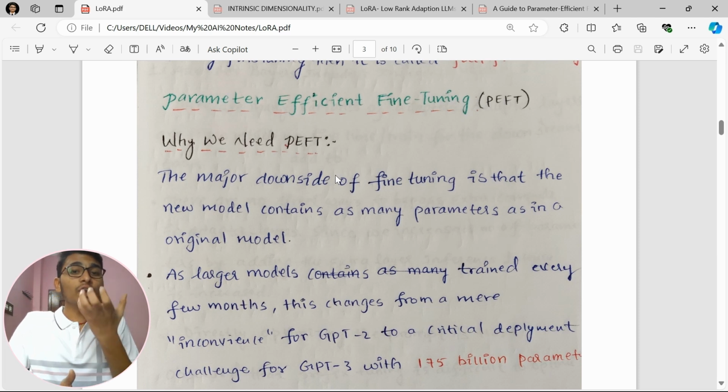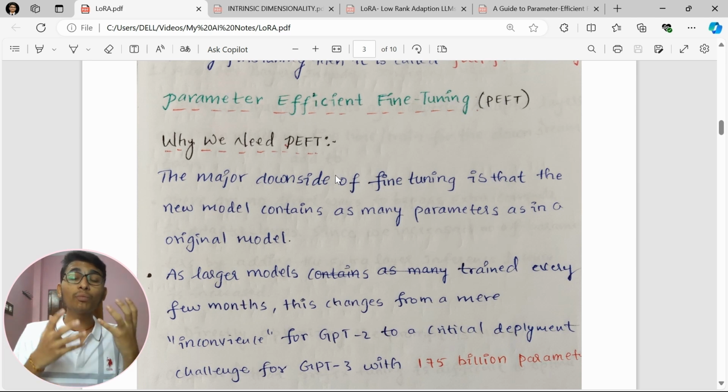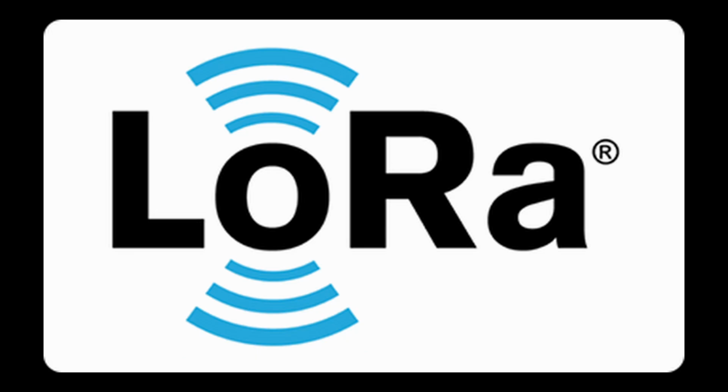You are efficiently not using the weights, and you also have to do the deployment each time, every time, for 175 billion parameters. How cost effective is it? So it's a very critical challenge for deployment. For these concerns, we introduced parameter efficient fine tuning techniques so that we can efficiently fine tune the model. One of them is low rank adaptation, LoRA.